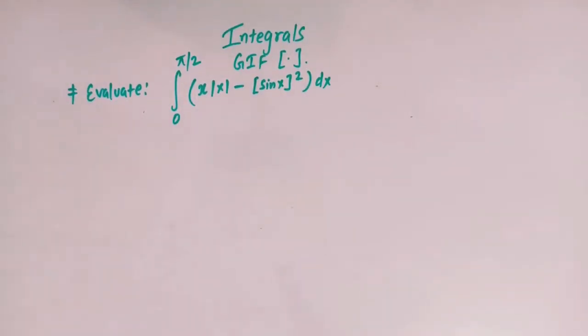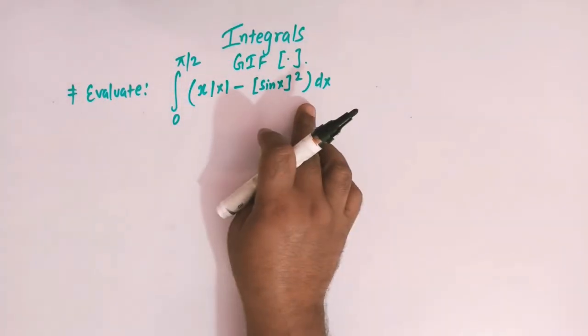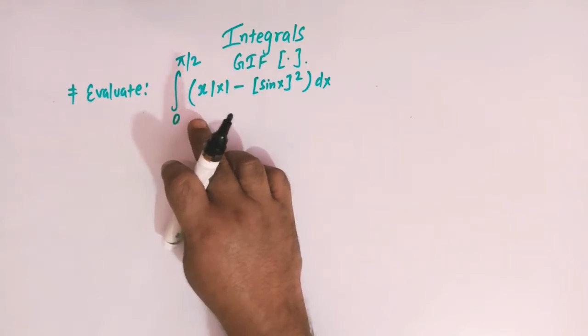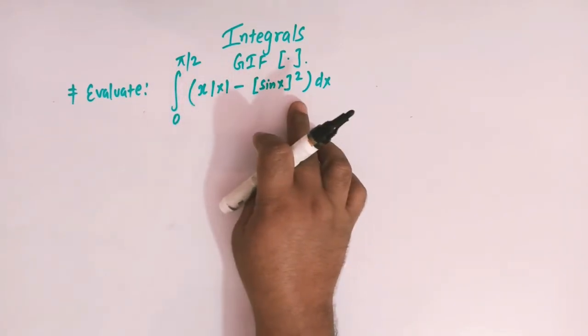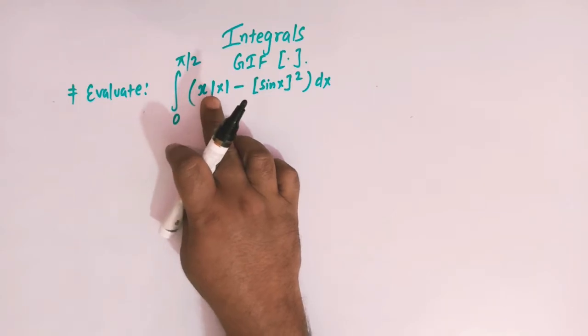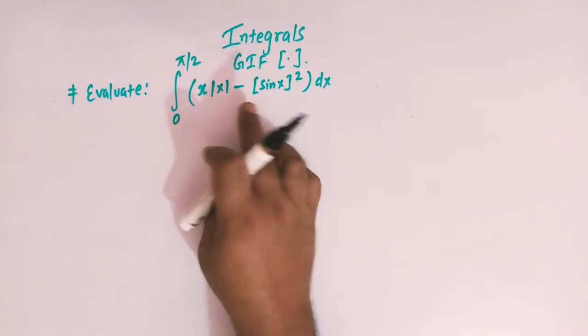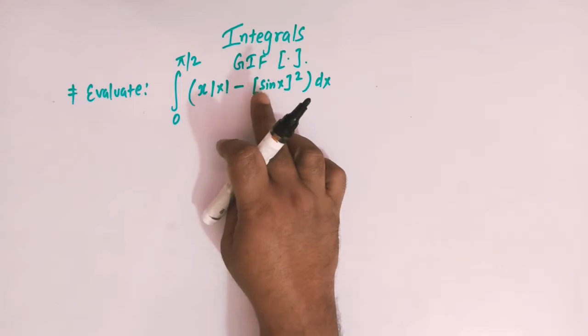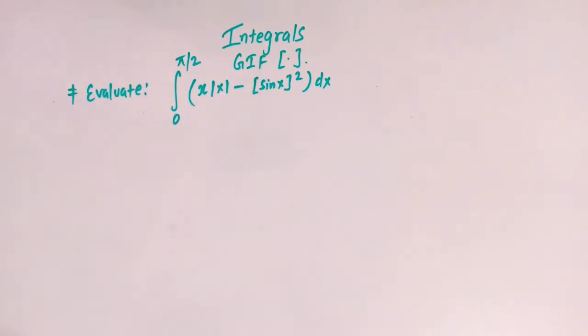Hello viewers, in today's class we are going to discuss yet another important and conceptual problem from integrals involving the greatest integer function and the absolute value function, which is also known as mod function, right? So here we have the integral from 0 to pi by 2, and the integrand is x times the mod of x minus the square of greatest integer of sine x, right?